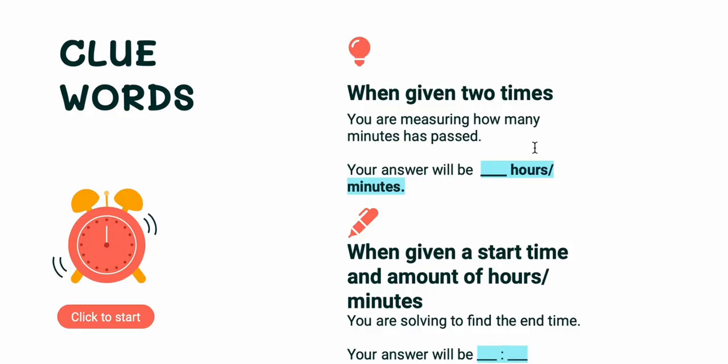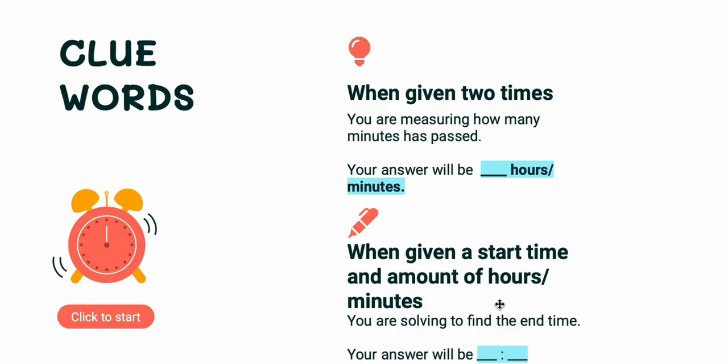When the problem gives you 2 times, then you are measuring to see how many minutes have passed, and your answer will be a number with hours or minutes. For example, if cookies go in the oven at 4:10 and they finish baking at 4:30, how many minutes were they in the oven for? Your answer would be 20 minutes.